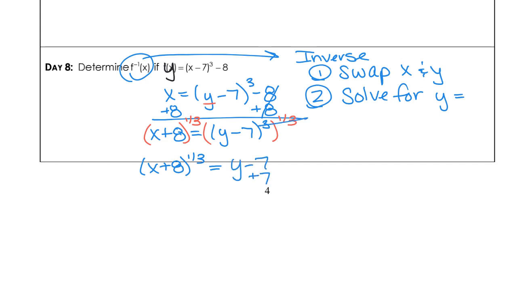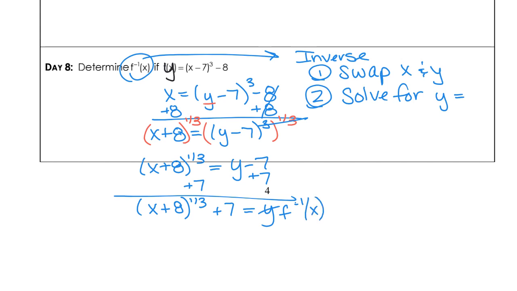And now we can add that 7 to the other side. All right, and we end up with (x plus 8) raised to the 1/3, plus 7, equals y. And if we want to get a little fancy, we can replace our y with the inverse notation. All right, and so our final answer would be f to the negative 1 of x. So our inverse of f of x is equal to (x plus 8) raised to the 1/3, plus 7.